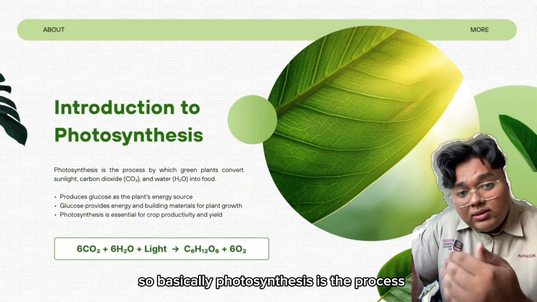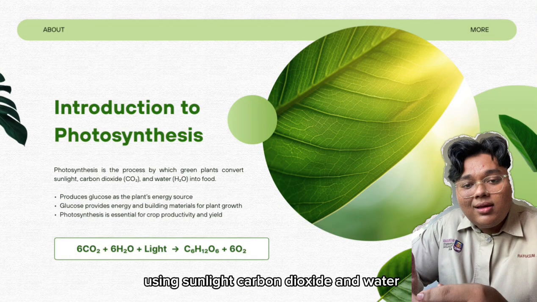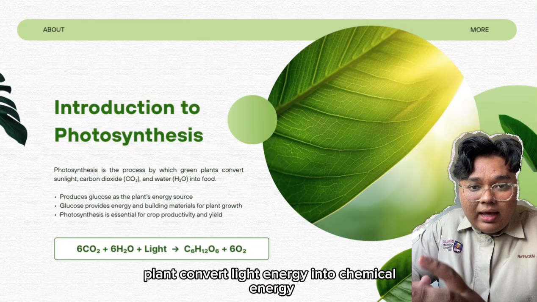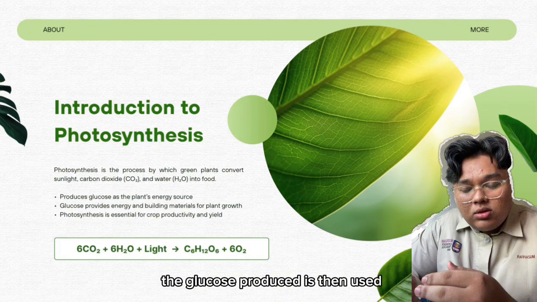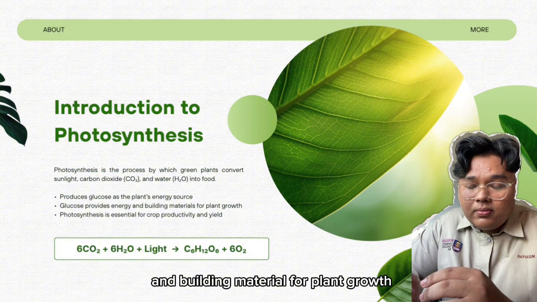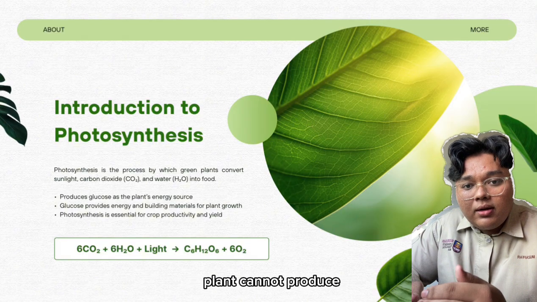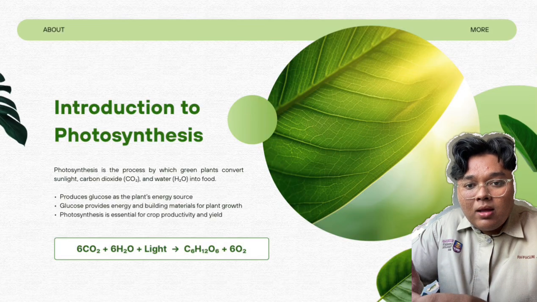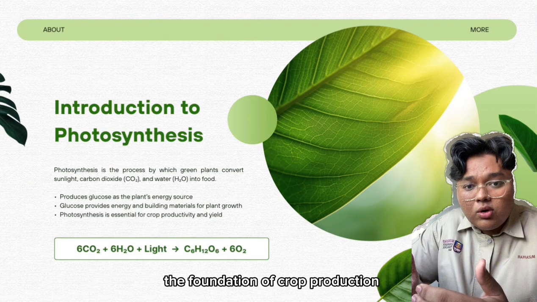So, basically, photosynthesis is the process by which green plants produce food using sunlight, carbon dioxide, and water. During this process, plants convert light energy into chemical energy in the form of glucose. The glucose produced is then used as a source of energy and building material for plant growth. Without photosynthesis, plants cannot produce enough food to support their growth, development, and yield. Therefore, photosynthesis is considered the foundation of crop production.